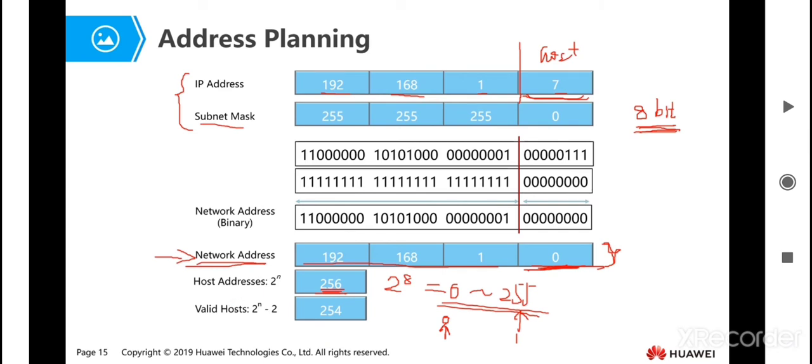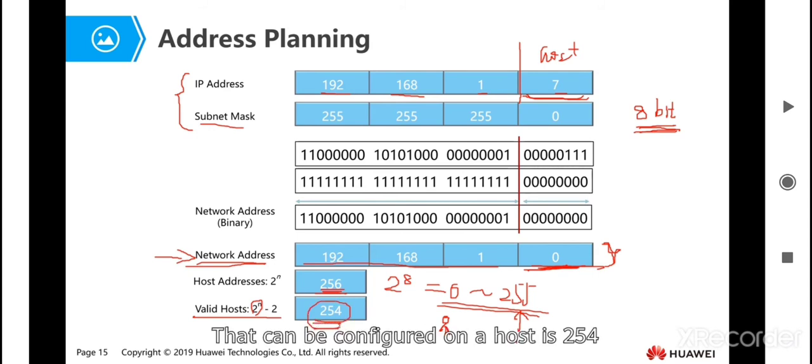So how many values can be configured as an IP address on the host? That's 2 to the power n, here 8, so 2 to the power 8 minus 2. The valid IP addresses that can be configured on hosts are 254. This is how to calculate the available IP addresses in the network when given the IP address and the subnet mask.